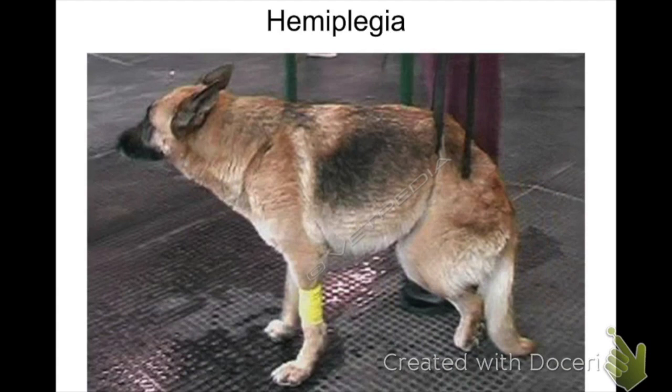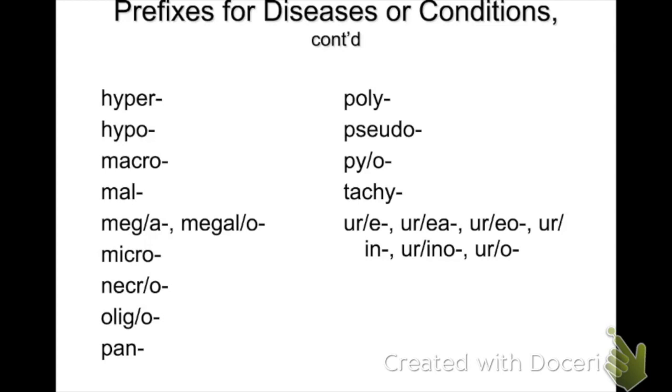All right, so here's a picture showing you an example of these medical term conditions, and hemi means like half. Plegia means paralysis. So you can see this dog here is being supported with a strap, and the rear half of his body is basically paralyzed. You can see his foot's flipped over and he's really not supporting his weight. So hemiplegia is the term we use to describe that.